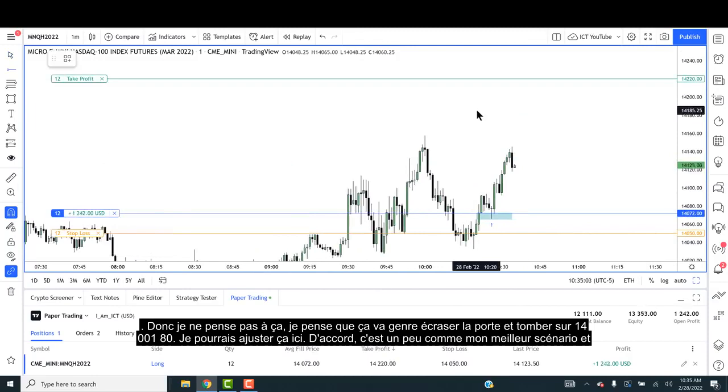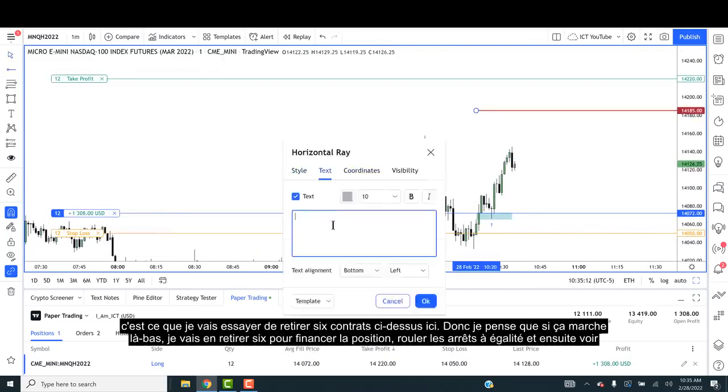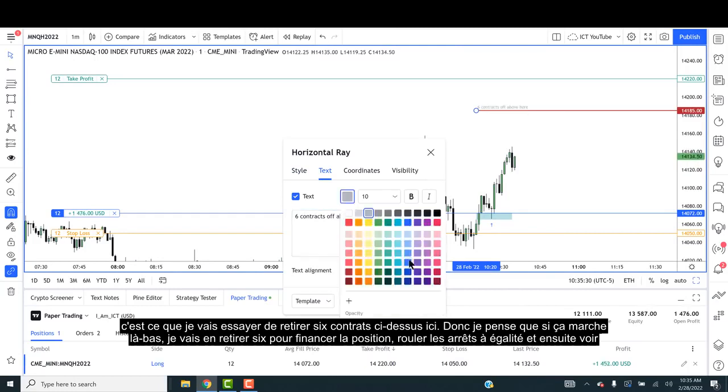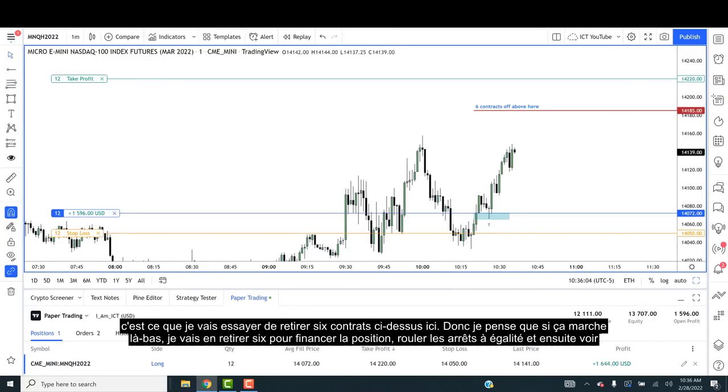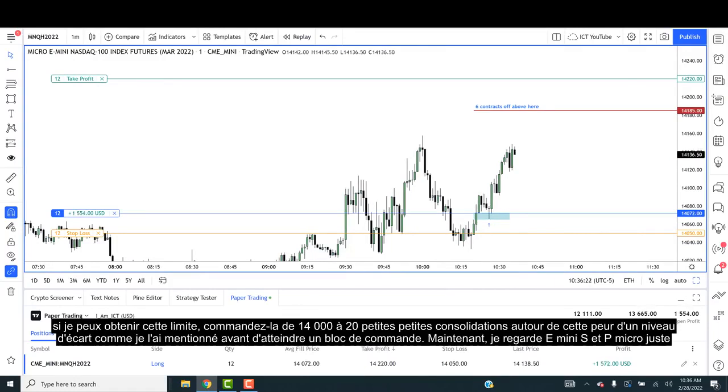Okay, so that's kind of like my best case scenario. And this is what I'm going to try to take 6 contracts off above here. So I'm thinking if it runs there, I'll take 6 off to fund the position, roll the stops to even, and then see if I can get that limit order at 14,220. Small little consolidation around that fair value gap level, as I mentioned before.